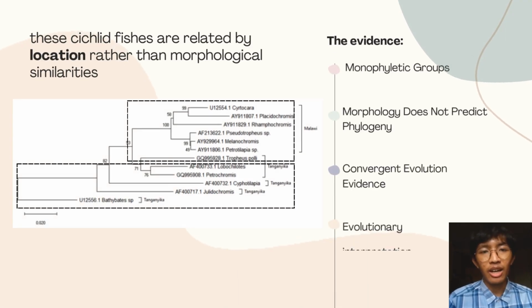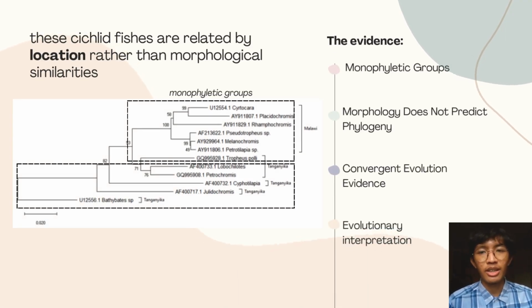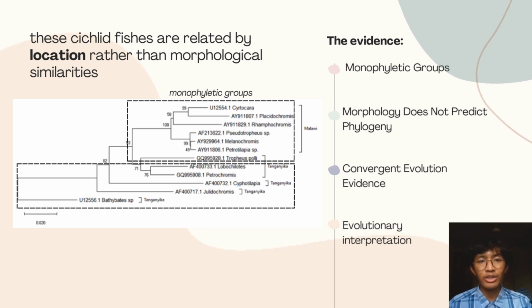Hello, my name is Hazim, and I will be answering question 5, which is: are these species related based on their morphological similarities or by locations? Based on the phylogenetic tree results, these fishes are primarily related by locations rather than morphological similarities. We have a few pieces of evidence. The first is that the Lake Malawi species form a monophyletic group, meaning that these species descended from a common evolutionary ancestor. All of the species in Lake Malawi cluster together regardless of their morphology.